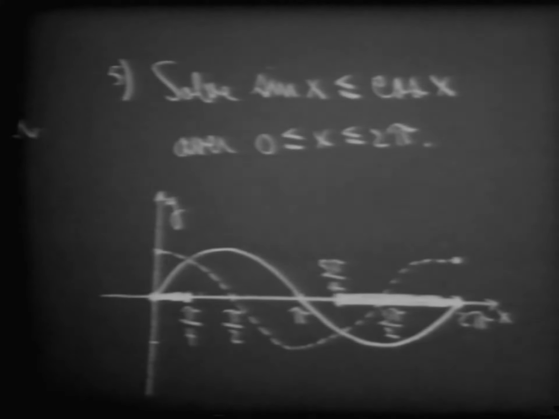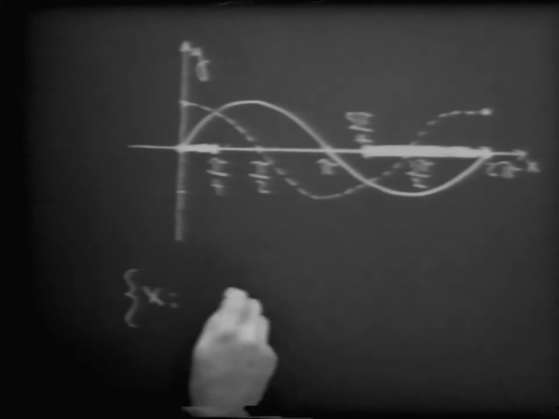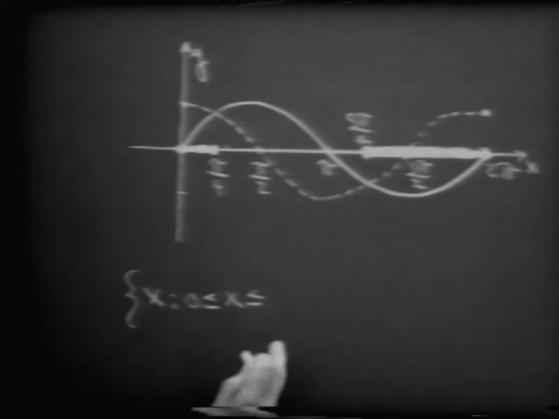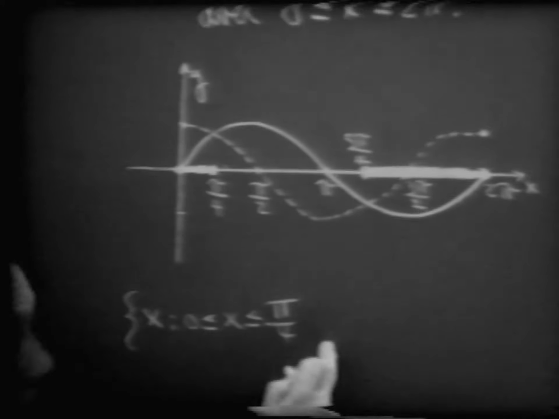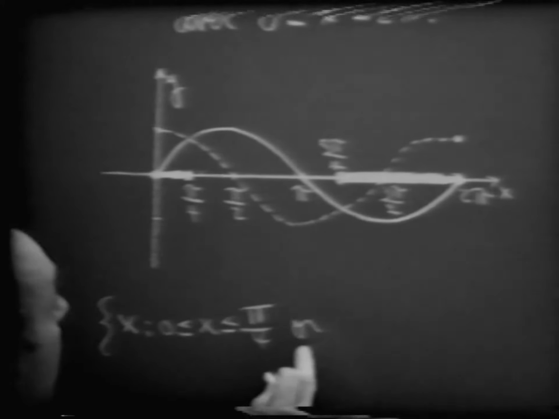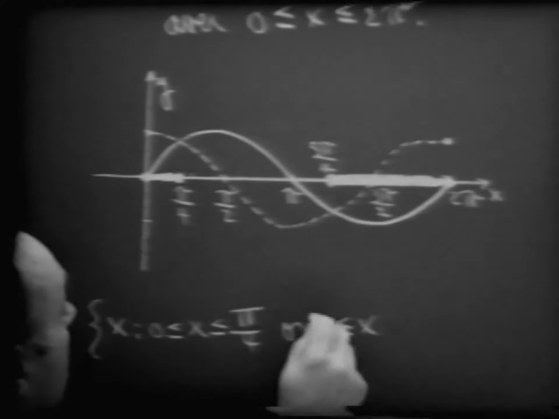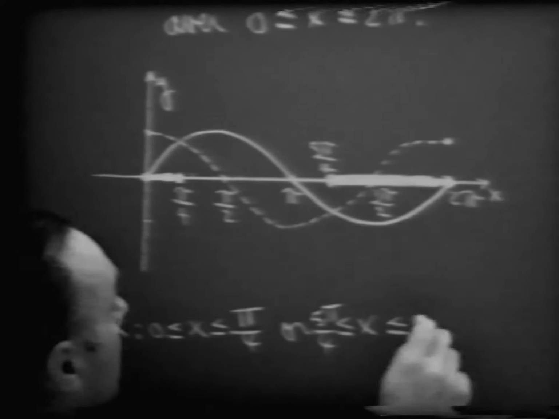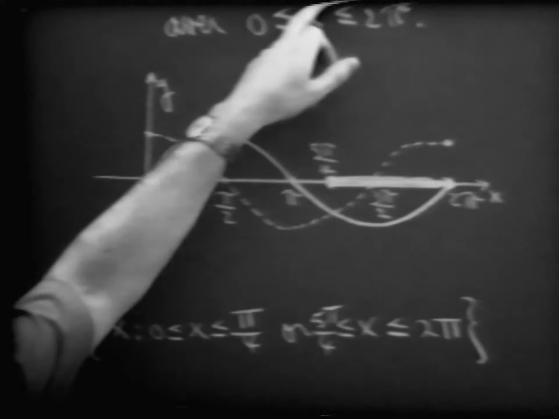Well, if we wrote this as a solution set, let's say that the set of all x is such that, and what? X then is what? Greater than or equal to 0 and less than or equal to pi over 4. And what word must we use? Or. And we now have what? X must be greater than or equal to 5 pi over 4 and less than or equal to 2 pi. And that then would be the solution set of this original sentence.